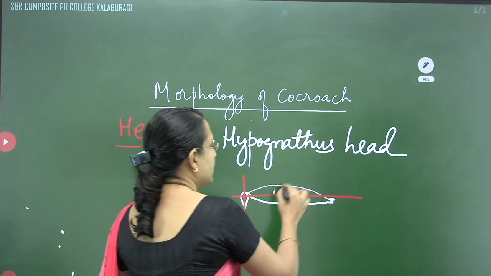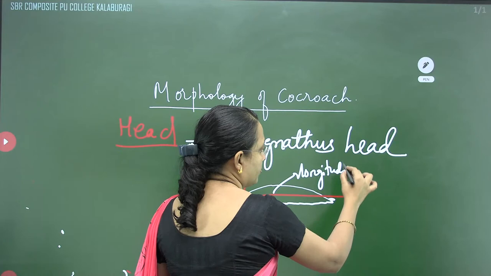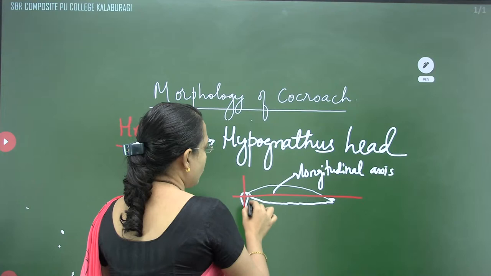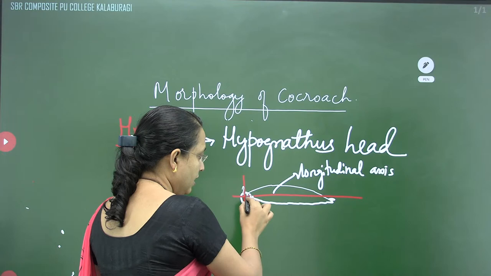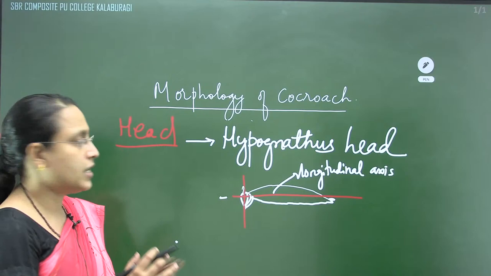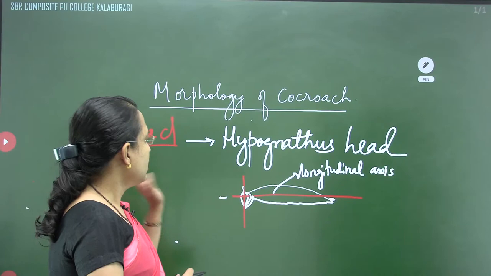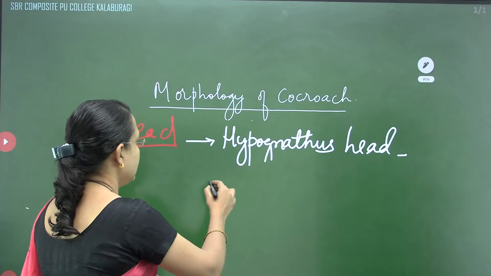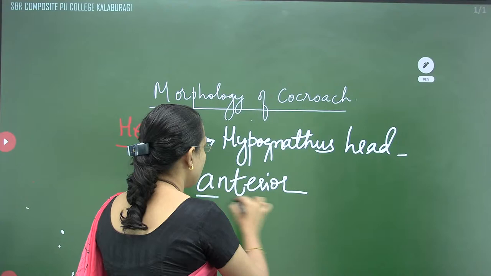This is the longitudinal axis, and the head is going to be perpendicular to it. So the head is downward directed such that it forms 90 degrees with the longitudinal axis of the body. If such an arrangement of the head is there, then it's called a hypognathous head. And of course, the head is located anteriorly, as in most animals.